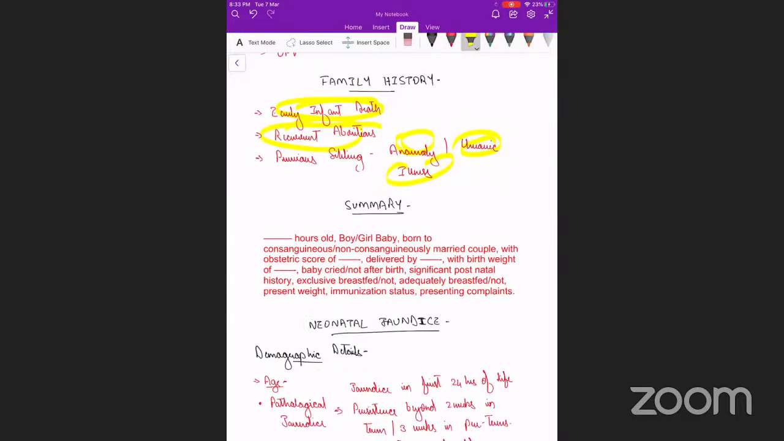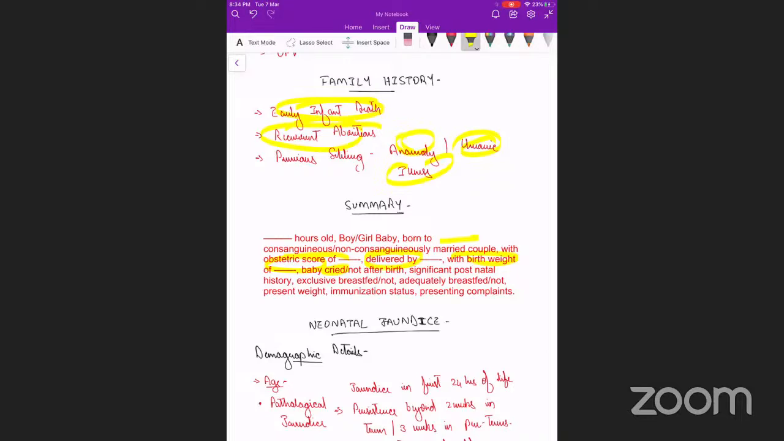So if less than 3 days, we call it in hours. If more than 3 days, these many days old baby, which is boy or girl, born to first degree, second degree, or third degree consanguineous married couple or non-consanguineously married couple with obstetric score of G3, P2, L1, so whatever it is. Okay, delivered by, whether it was normal vaginal delivery, or whether it was assisted, or whether it was a cesarean section. And if cesarean section, what was the indication? With birth weight of so and so, baby having cried immediately after birth, with significant postnatal history of whatever the presenting complaint is. Okay, and then whether exclusively breastfed or not.